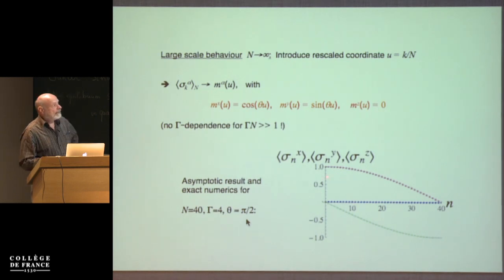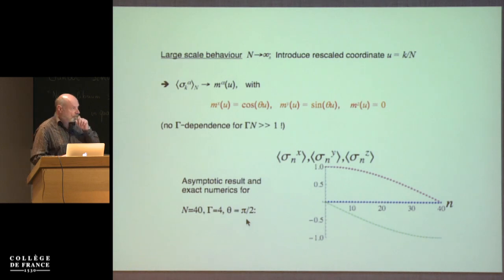So here you can see some results. Now what you see here, the points, this is an exact numerical solution for 40 sites, gamma equal to 4 and theta equal to pi over 2. And what I'm not sure you can actually see is that there is also a line that goes through these points, which is just the cosine and the sine respectively. So there is no visible deviation between the exact numerical result and this continuum approximation.